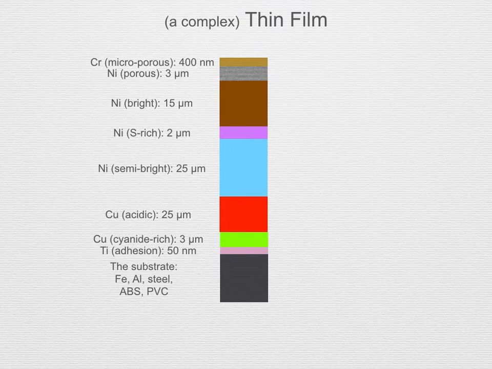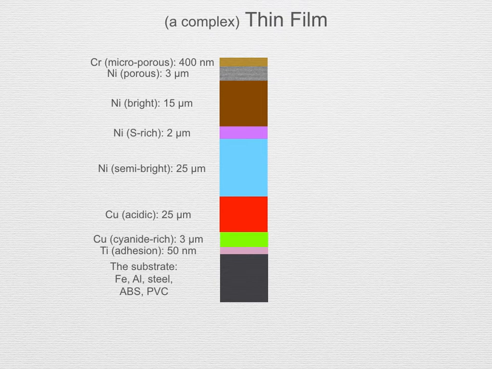As an example, here is a complex film that can be found on some substrate material, which could be structural metal such as steel or aluminum alloy, but could also be a plastic such as ABS or PVC. In this case, we find 8 different metallic layers ranging in thickness from a few tens of nanometers to several tens of microns. For comparison, a human hair has a thickness of around 80 to 100 microns, so each of these layers is considerably thinner than a hair's width. And yet the overall final performance of the device critically depends on each of these layers performing their task perfectly.